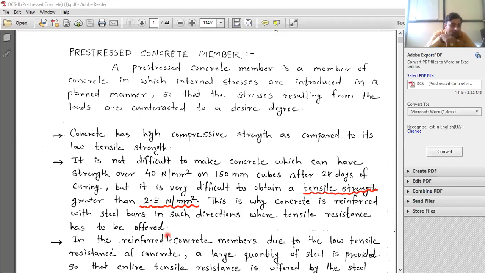Okay, and it is not reinforced with the steel bars everywhere in the concrete. Where it is reinforced, where the tensile resistance has to be offered. Okay, so there these bars we have provided. You generally see that we provide the bars at the bottom of the beam. Why at the bottom of the beam? Due to the downward loading, there will be the sagging of the beam. Okay, sagging will be there.